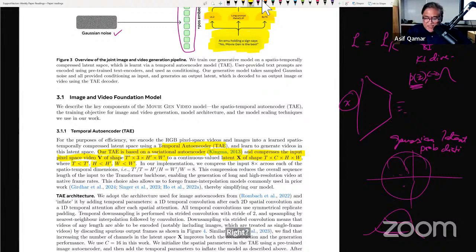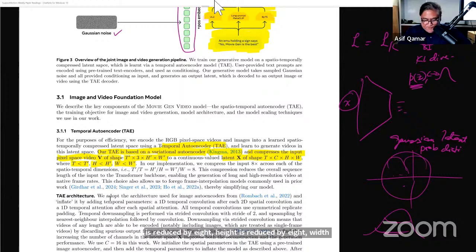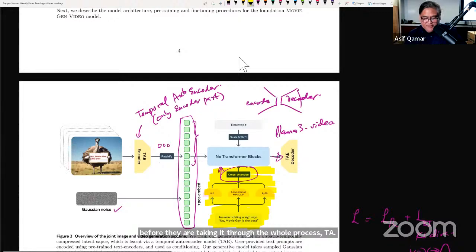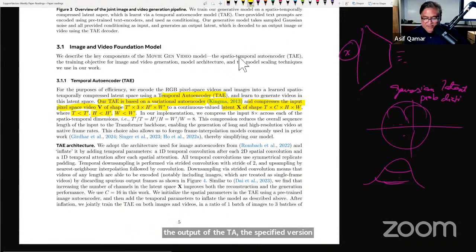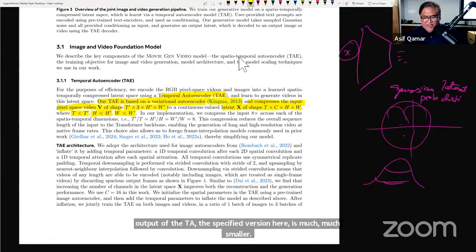In our implementation, we compress the input 8x. In other words, the temporal dimension is reduced by 8, height is reduced by 8, width is reduced by 8. So what they're doing is compressing the video before taking it through the whole process, the TAE. The output of the TAE, this patchified version here, is much, much smaller, and this compression reduces the overall sequence length. You would expect that.